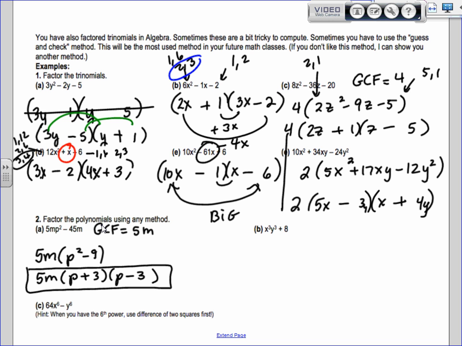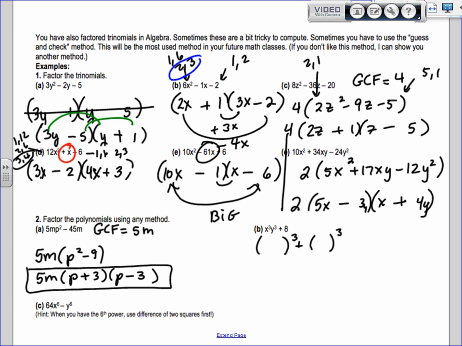Okay, on the next one, I have x cubed y cubed plus 8. So there's nothing that you can pull out. There's no GCF. So you have to identify what it is. Since there's two terms, it's either the sum or difference of two cubes or the difference of two squares. Those are the only things that we'll possibly factor. So in this case, it's the sum of two cubes.